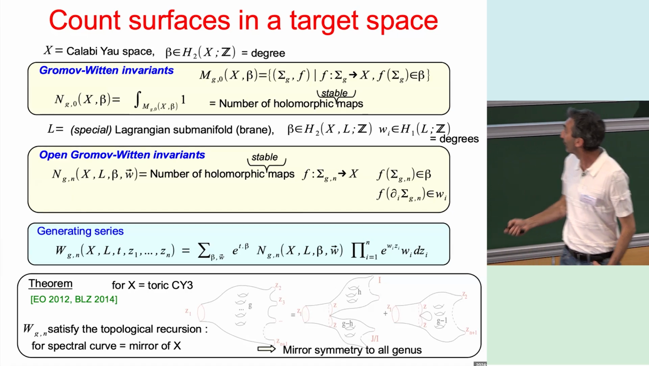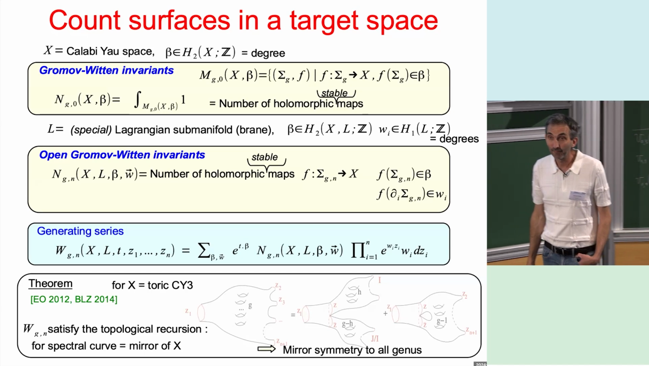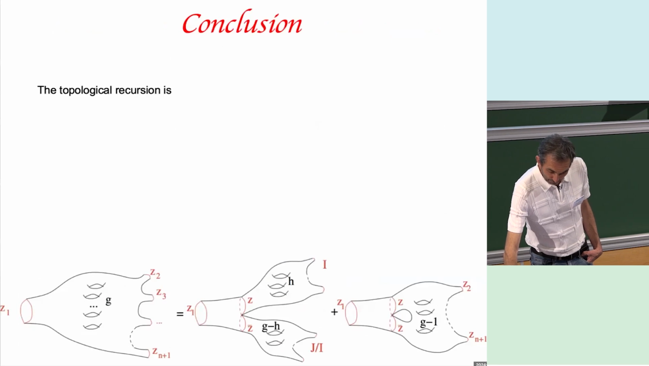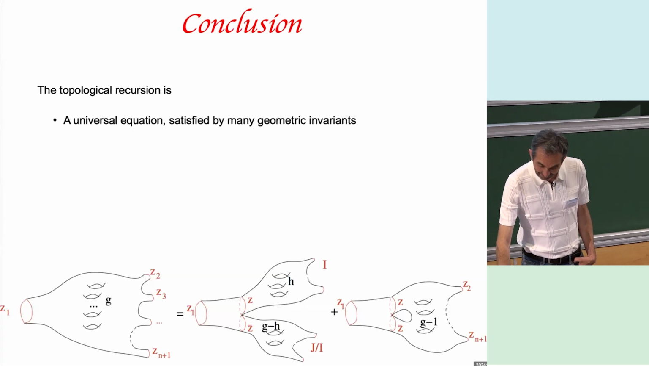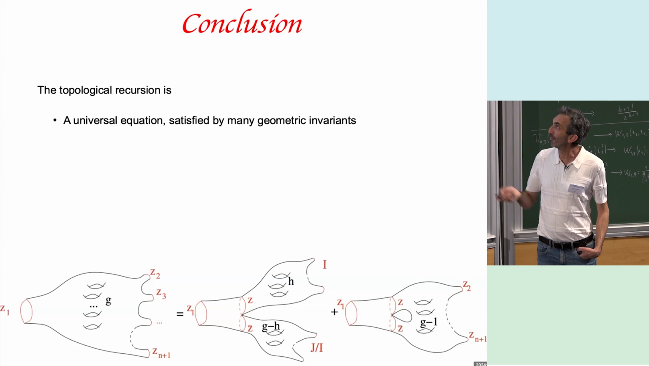So this is in fact a proof of mirror symmetry to all genus for that problem. Okay, I'm arriving at the conclusion of my talk. In fact, I have backup slides too, but okay. So let me summarize what we have.